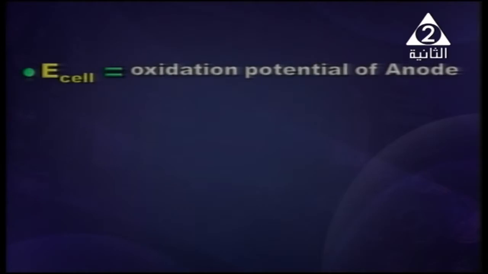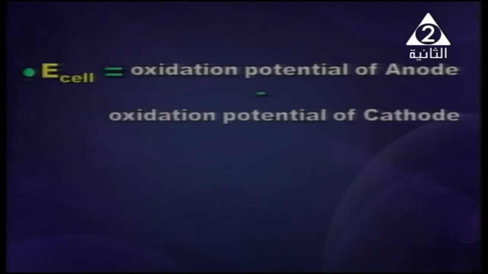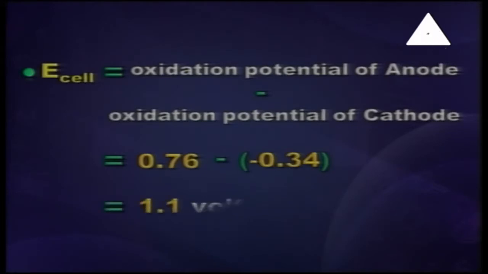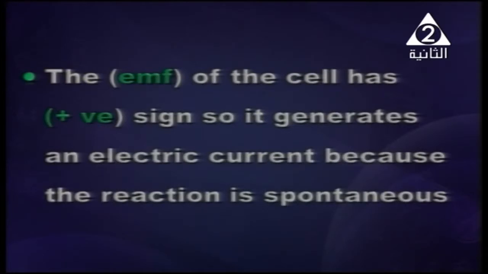E cell equals oxidation potential of anode minus oxidation potential of cathode. This equals 0.76 minus negative 0.34. This equals 1.1 volt. What does this mean? 1.1 volt. The EMF of the cell has positive sign, so it generates an electric current because the reaction is a spontaneous reaction.